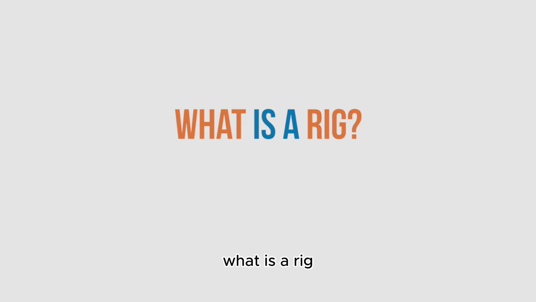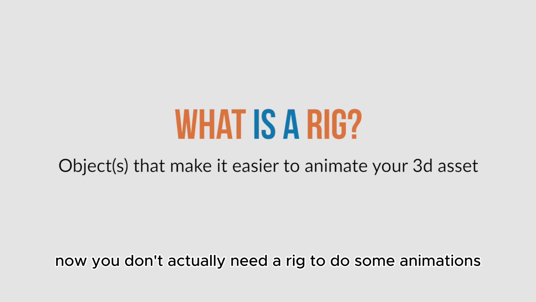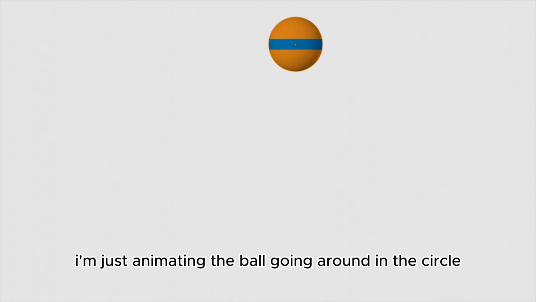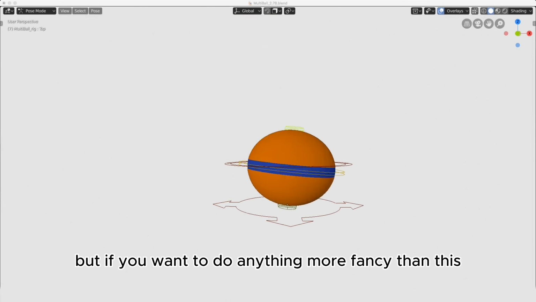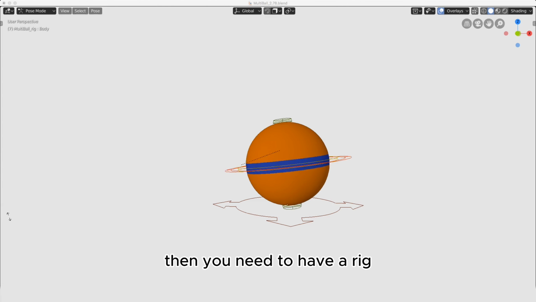What is a rig? Well, essentially, a rig is an object or objects that make it easier for you to animate your 3D asset. Now, you don't actually need a rig to do some animations. In this example, there is no rig at all. I'm just animating the ball going around in a circle, so there's no rig required. But if you want to do anything more fancy than this, say add squash and stretch to our ball here, then you need to have a rig.